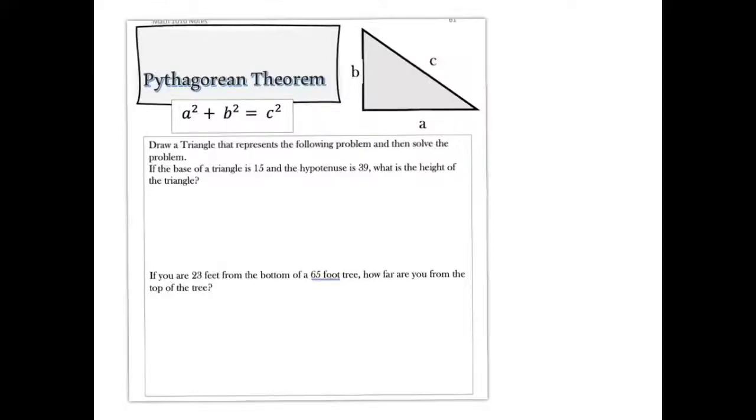Okay, now we're going to go into the Pythagorean Theorem, which is kind of like a second part of 7.1. These are problems that are from your notebook. So we've got the Pythagorean Theorem written up there, and we have a right triangle drawn. So Pythagorean Theorem only works for right triangles.